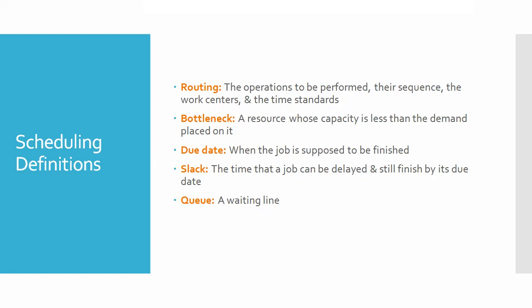Slack: the time that a job can be delayed and still finish by its due date. Whatever time the job is given, it can be delayed and still be finished by the due date; that is called the slack. And queue means a waiting line. Waiting line means the people or the activities to be performed, but they are waiting.